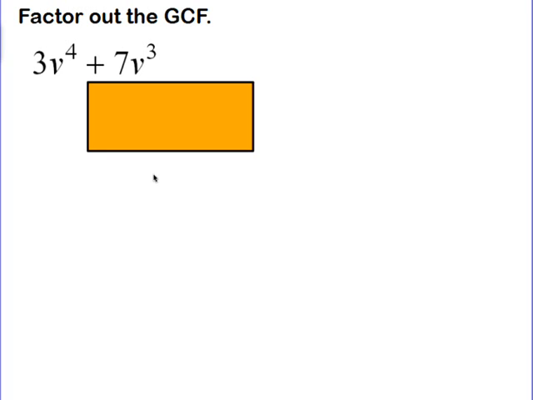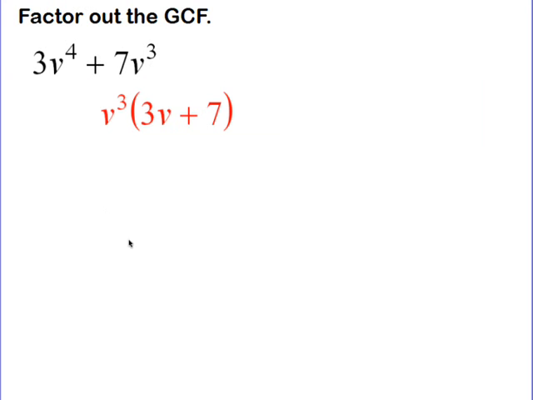Alright, please factor out the GCF of 3v to the 4th plus 7v to the 3rd. Alright, if you look at 3 and 7, they do not have a number in common, but if I have 4 v's here and 3 v's here, my answer would be the GCF v to the 3rd, parentheses 3v plus 7.